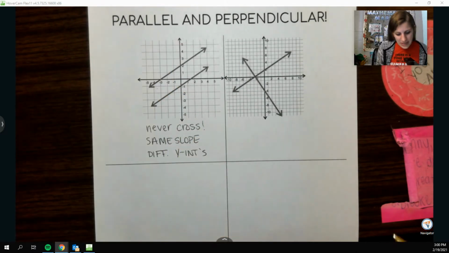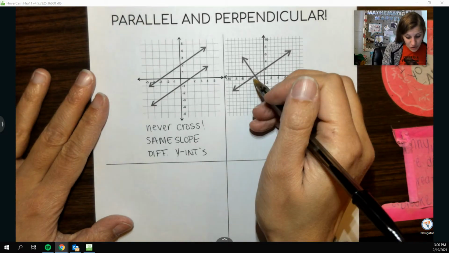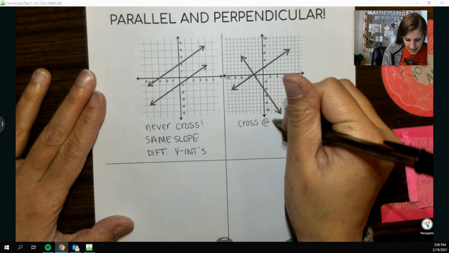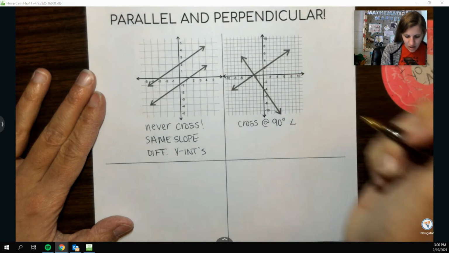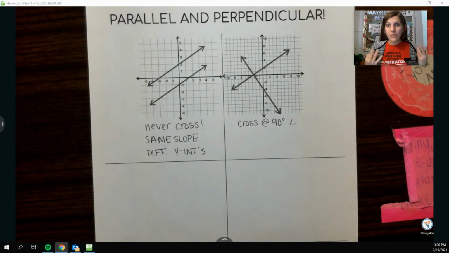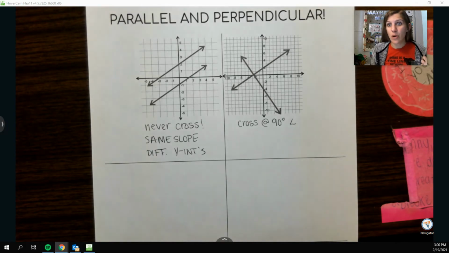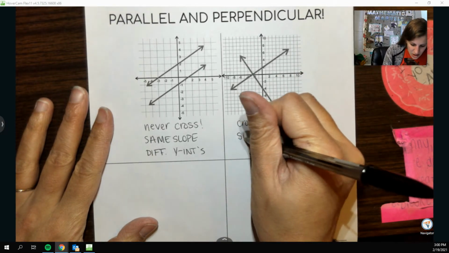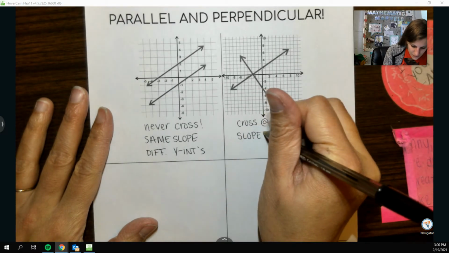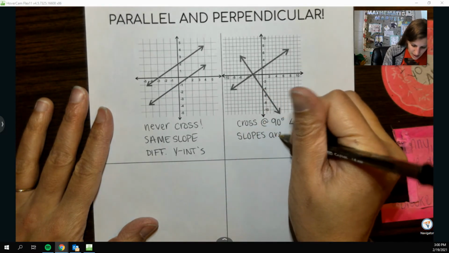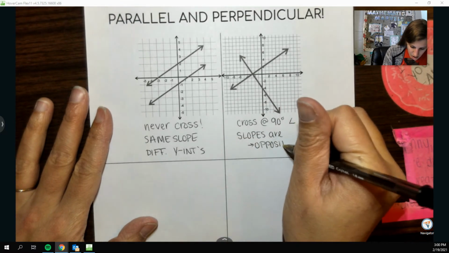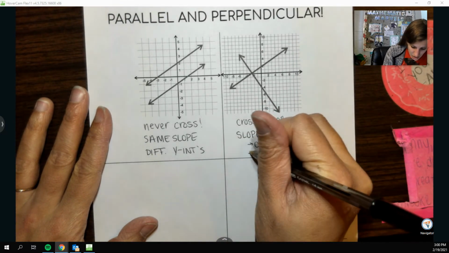Now, with perpendicular lines, these ones do cross, specifically at a 90-degree angle, but really more for our purposes, we needed to know about the slope. And for perpendicular lines, the slopes are opposite and reciprocal.